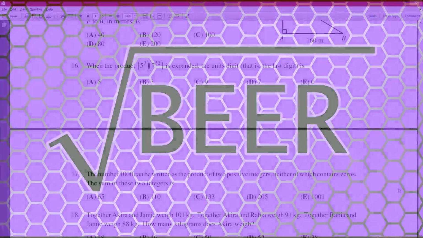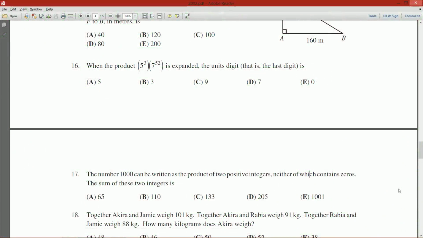Thank you for joining me once again as we continue looking at the 2002 Grade 9 Pascal paper. We're on question number 16. When the product 5 to the power of 3 times 7 to the power of 52 is expanded, the units digit, that is the last digit, is... Alright, we're given some possibilities here.